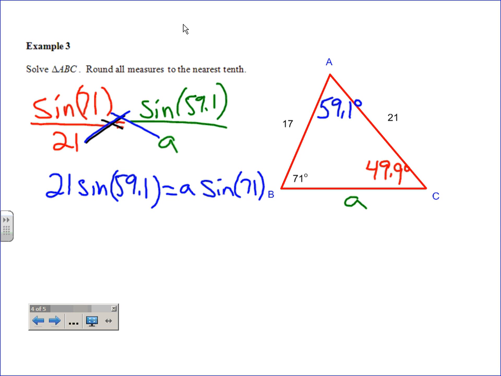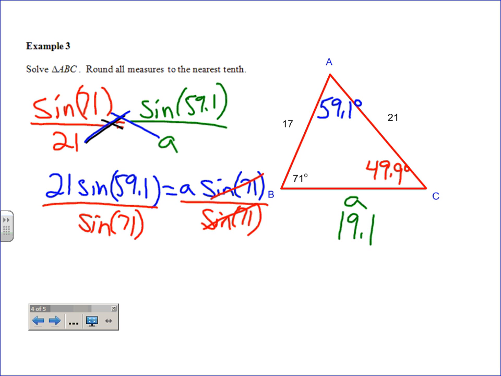Will we be using arcsine to solve for A? Will we have to do arcsine on this one? No, we won't need it this time, because we could just divide by sine of 71, because it's just a decimal, just in a weird form. And you told me between 17 and 21 somewhere, so hopefully that's what you come up with. It's almost smack dab in the middle. Comes out to be 19.1.